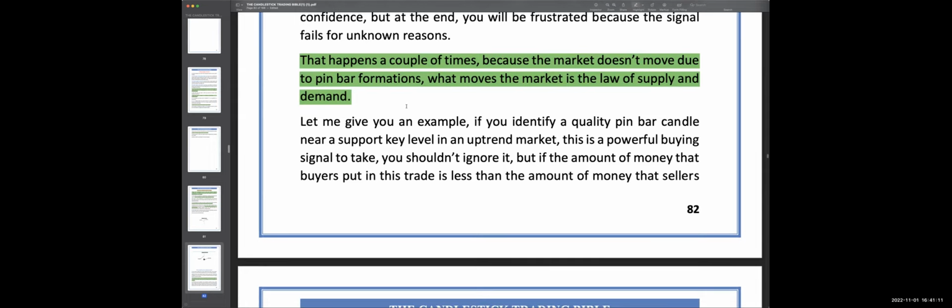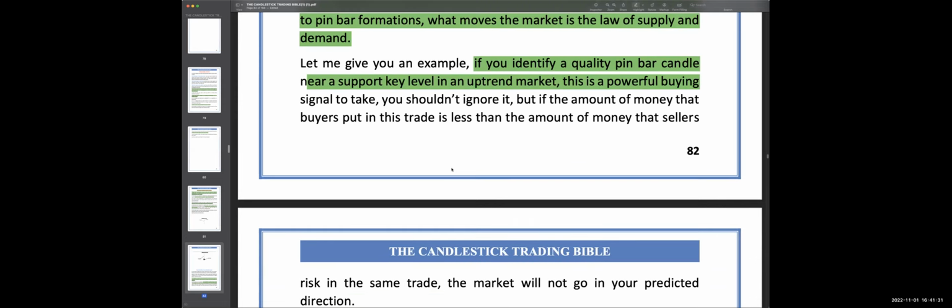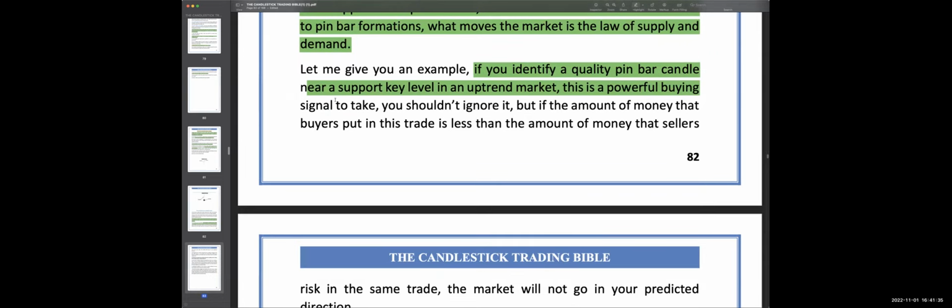Let me give you an example. If you identify a quality pin bar candle near a support key level in an uptrend market, this is a powerful buying signal to take. You shouldn't ignore it, but if the amount of money that the buyers put in this trade is less than the amount of money that the sellers risk in the same trade, the market will not go in a predicted direction. Okay, so let me just mark until here.